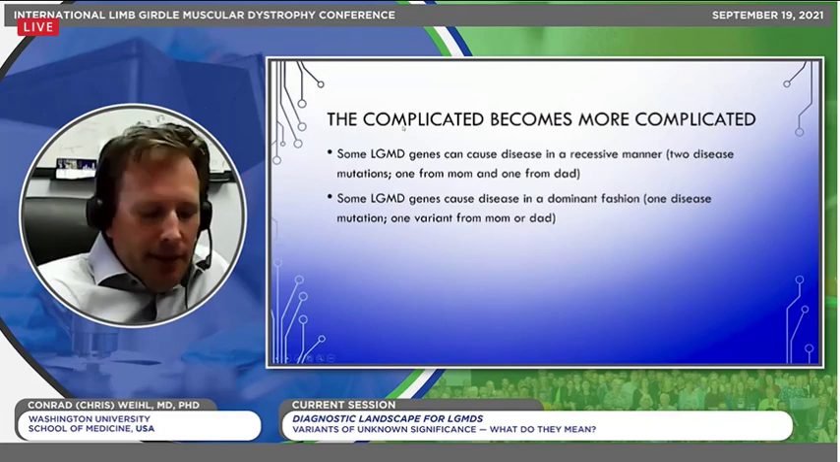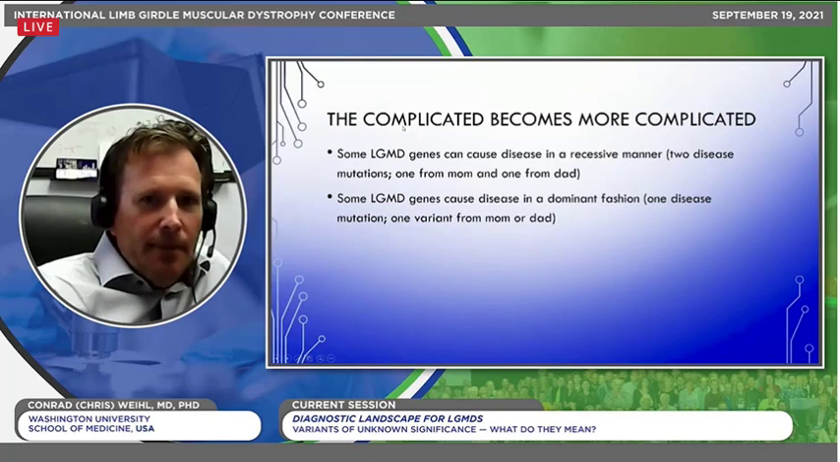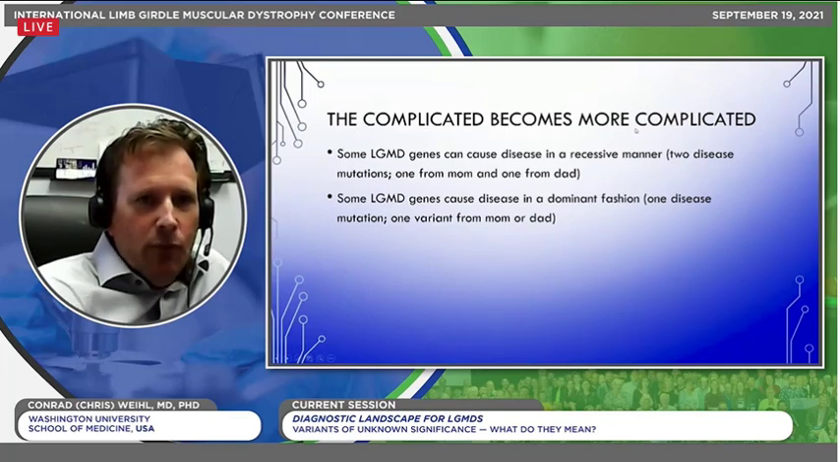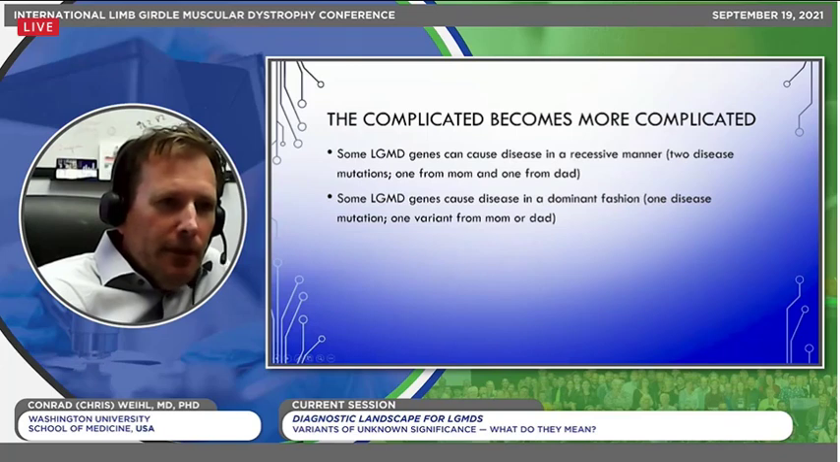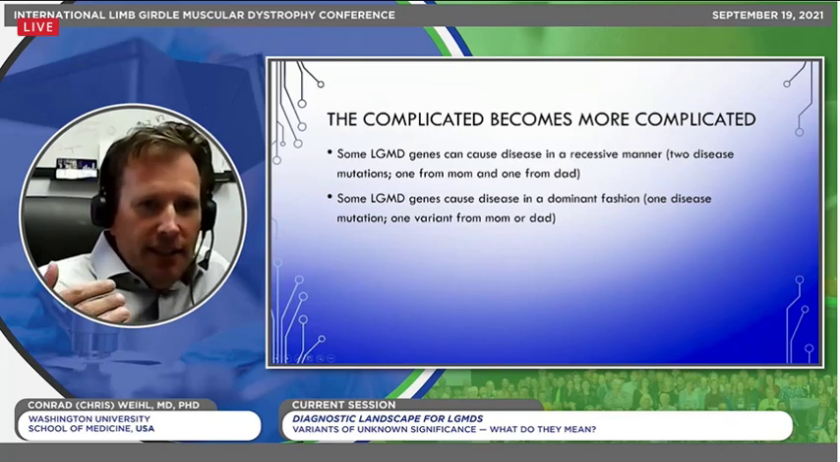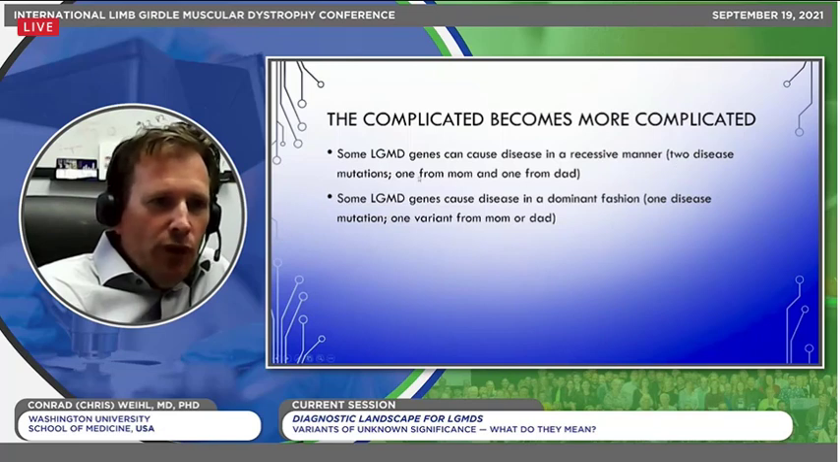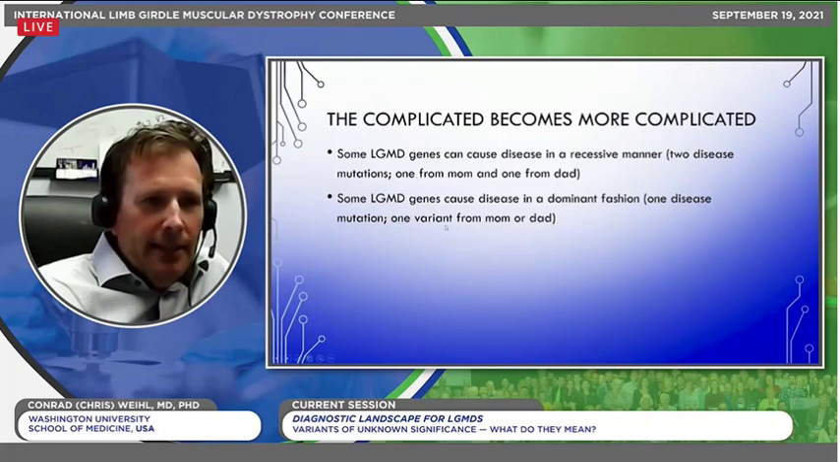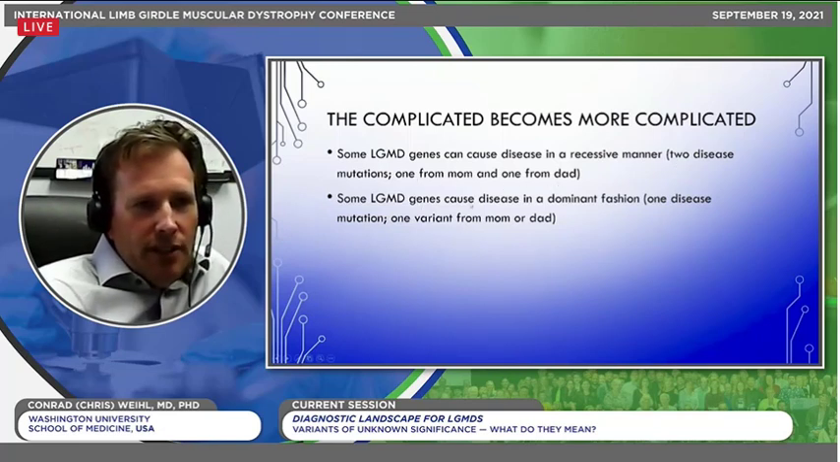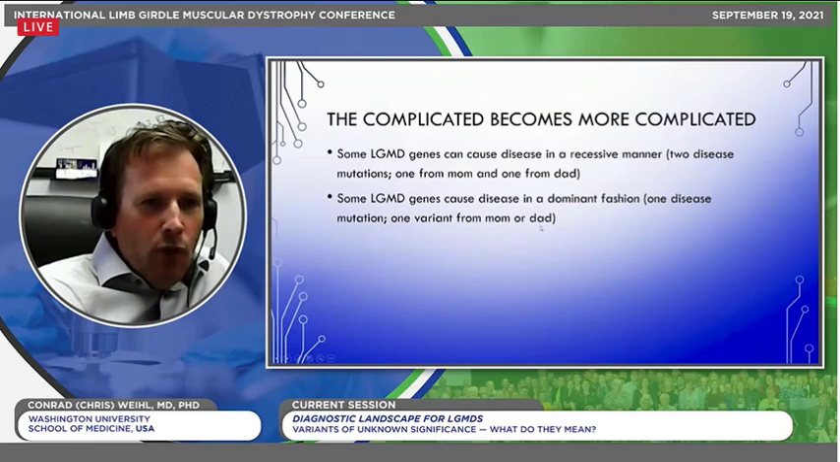I bring this up because Brad Williams asked me to make a comment on this, and he said some limb-girdle genes are even more complicated. And so I put here: the complicated becomes even more complicated. Some limb-girdle muscular dystrophy genes can cause disease in a recessive manner, meaning that you need 2 disease mutations, one from mom and one from dad. Some cause disease in a dominant fashion, meaning that you just need 1 disease mutation, and you can get that variant from mom or dad.